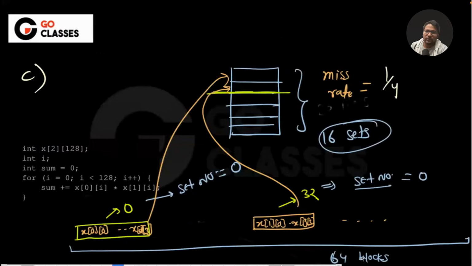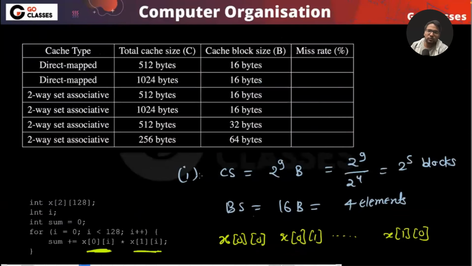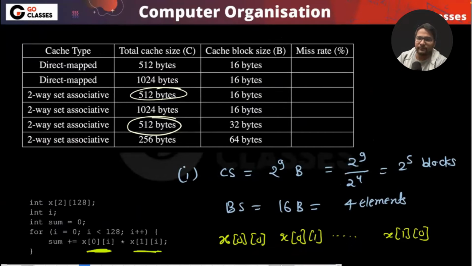Okay. Now let's do this part, which is basically they are saying now that you have 16 sets only. These parameters are not the same. So maybe I can just copy this parameter. They are saying this cache size and this cache size are the same. It is again two-way set associative, but now the block size is basically doubled.